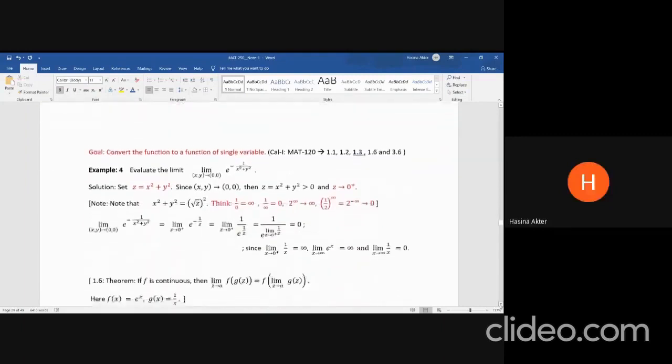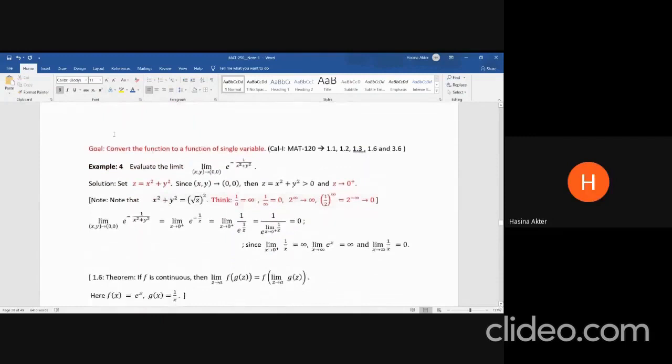Okay, guys. So our goal is to convert the function to a function of a single variable, so that you can apply the concepts that you have learned in sections 1.1, 1.2, 1.3, 1.6, and 3.6. If you don't remember those sections, revise them. Otherwise, finding limits will be difficult for you. Shall I continue? Are you ready, guys?